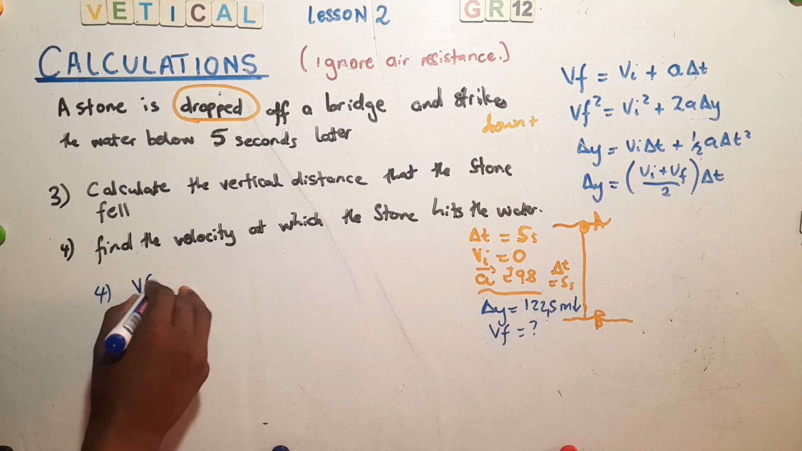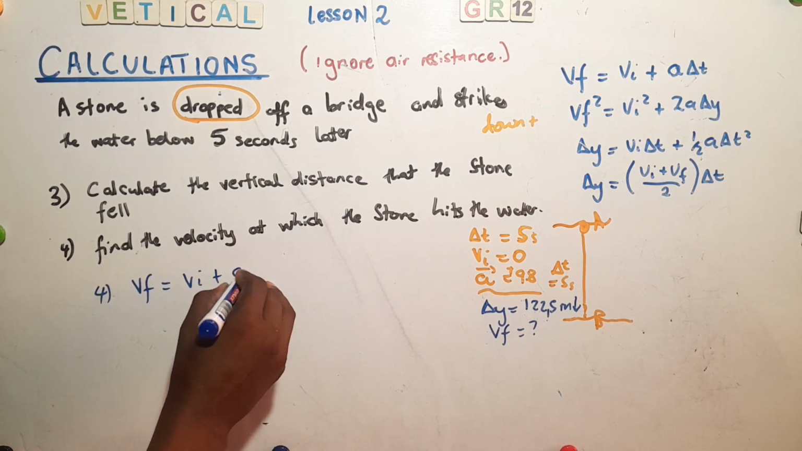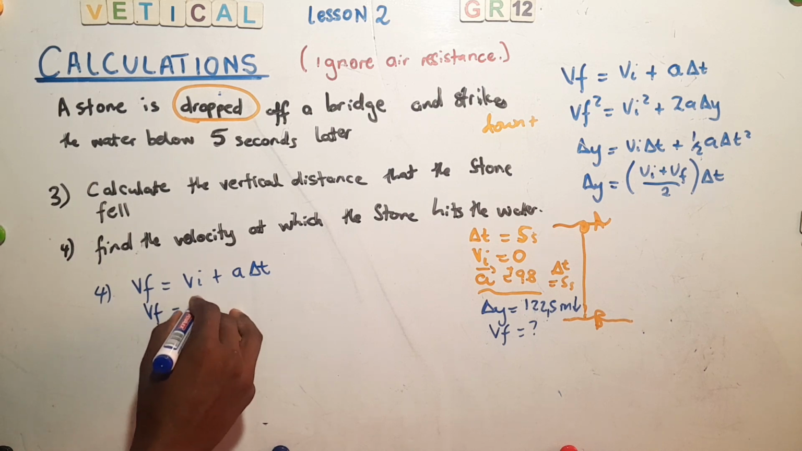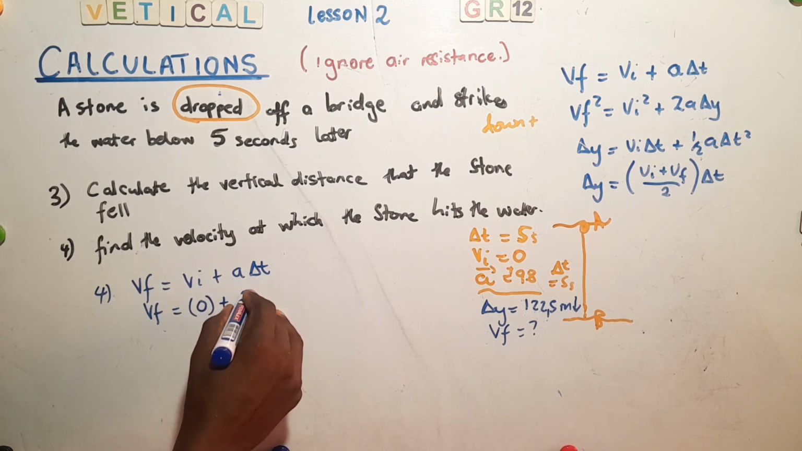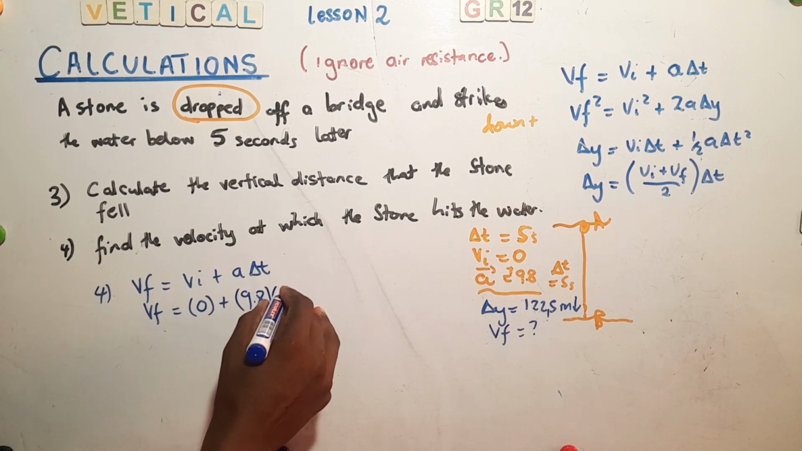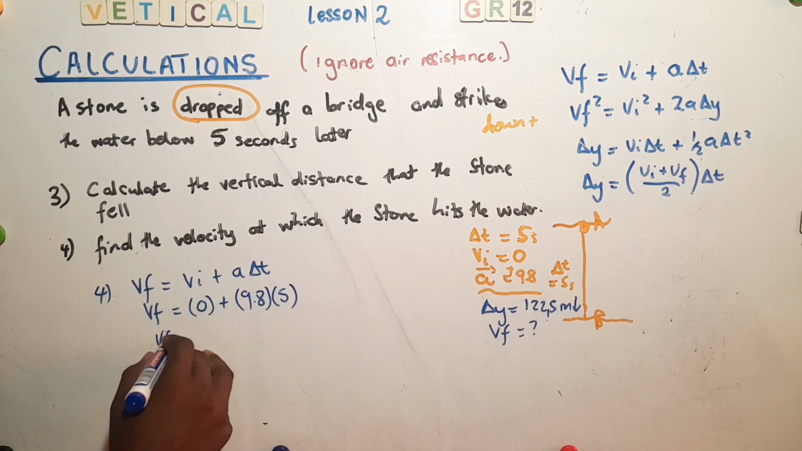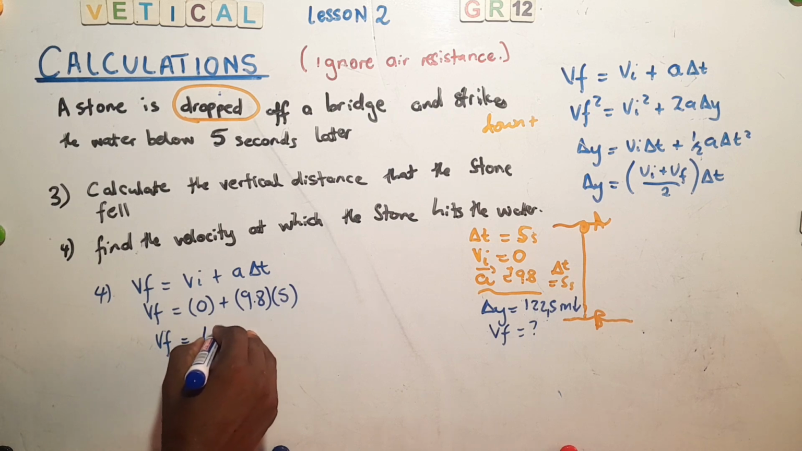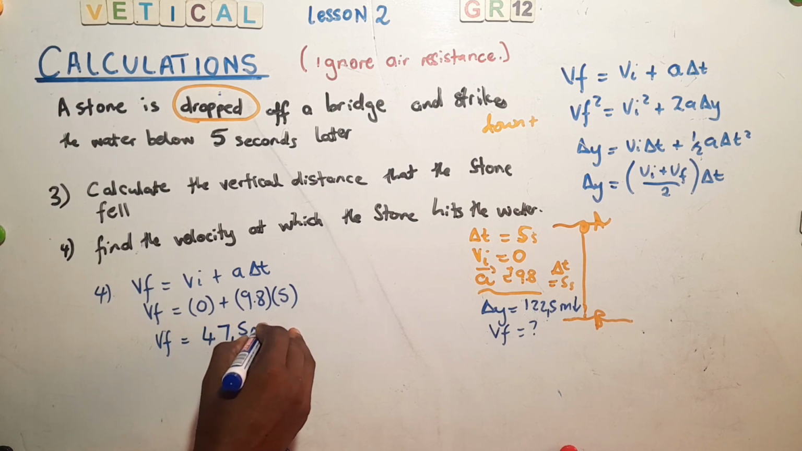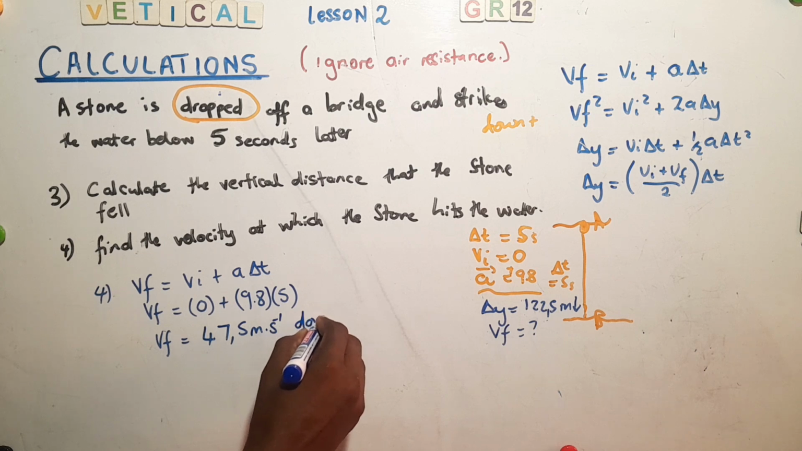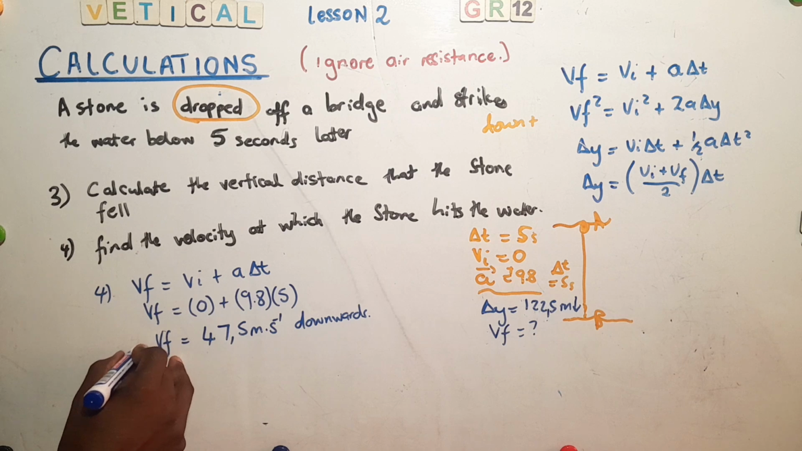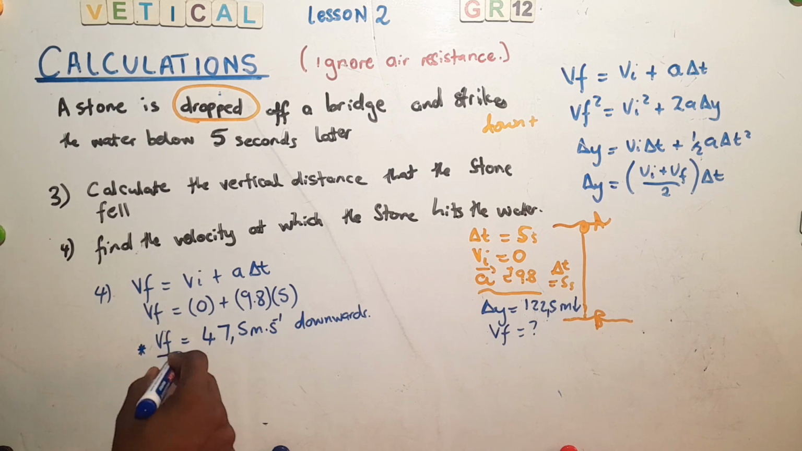So simply Vf is equal to V initial plus acceleration change in time. So our final velocity becomes 0 plus 9.8, and our time is 5 seconds. So our final velocity is 9.8 multiplied by 5, which gives us 49 meters per second downwards, like that. As simple as that.